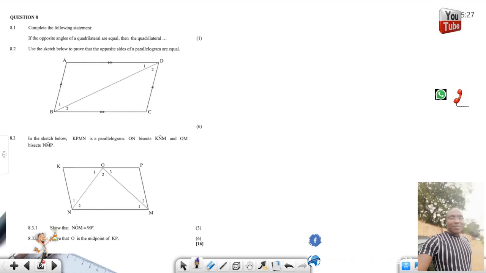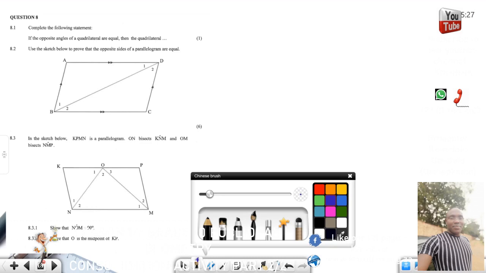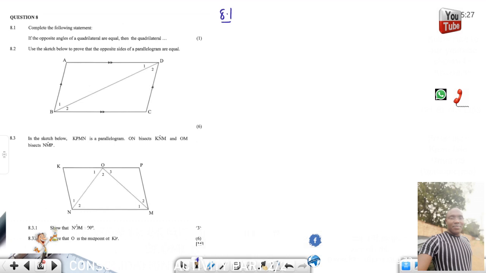Now let's look at this one. Complete the following statement. If the opposite angles of the quadrilateral are equal, then the quadrilateral is, let's complete it. If the opposite sides of a quadrilateral are equal, then the quadrilateral is a parallelogram. That makes sense. One of the rules of a parallelogram is that opposite sides must be equal.